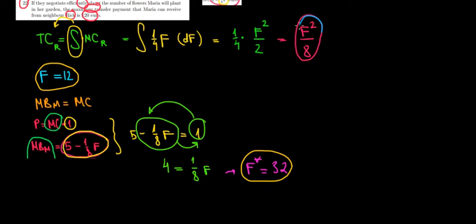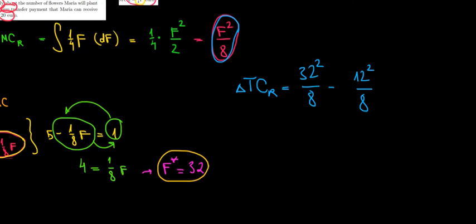This is the cost for Rick's health, right? F squared divided by 8. So in other words, the difference in total cost for Rick would be 32 squared divided by 8 if Maria doesn't care about him, minus 12 squared divided by 8 if Maria thinks about him and decides for the entire society. Now, this difference in the total cost, this reduction in cost would be equal to 110.